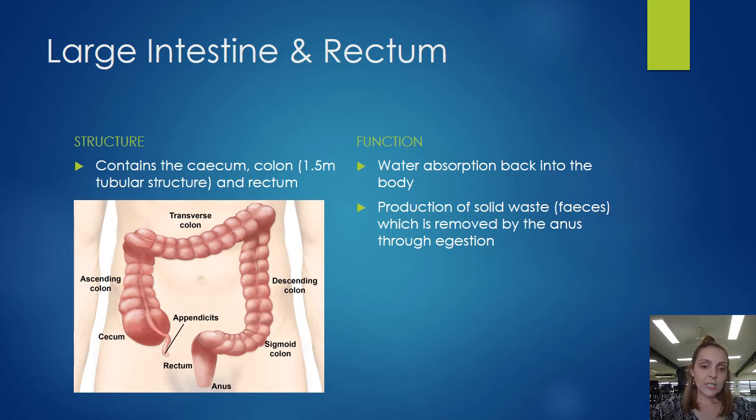The normal process that would happen is that water gets reabsorbed back into the body. You'll notice that the surface area is much smaller. It's a 1.5 meter tubular structure, and its sole job is just to soak up water back into the body before excretion takes place. There's a few different parts to it, and they lead on to the rectum, which is going to store the waste product, and then that gets excreted from the anus.